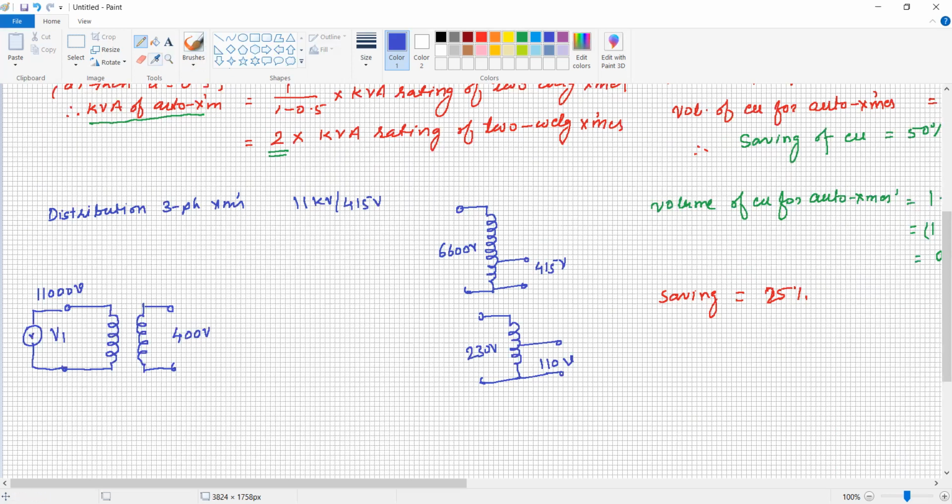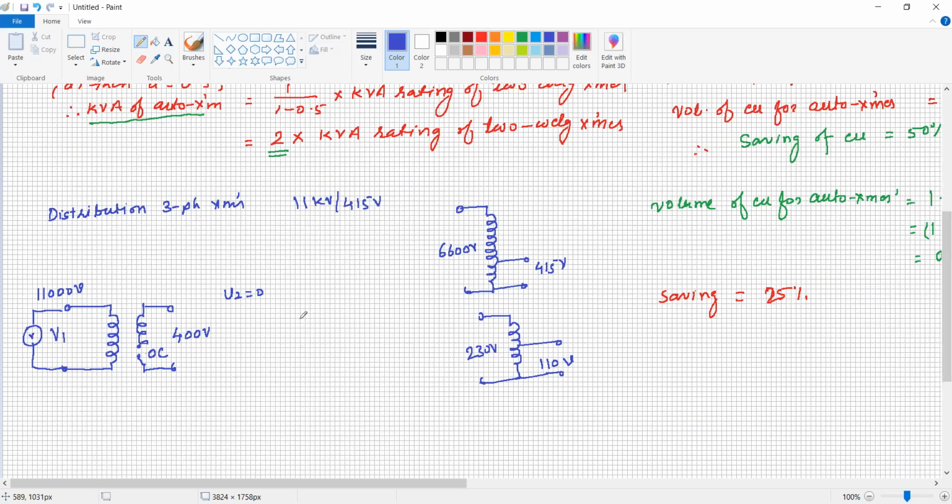Suppose there is an open circuit in the primary winding or in the secondary winding, an open circuit that has occurred because of a fault. What will happen? The secondary voltage V2 becomes 0, isn't it? Only the primary winding will remain connected to the source.